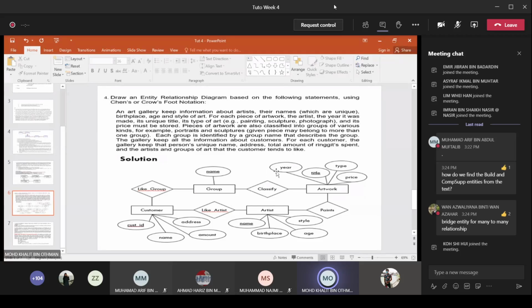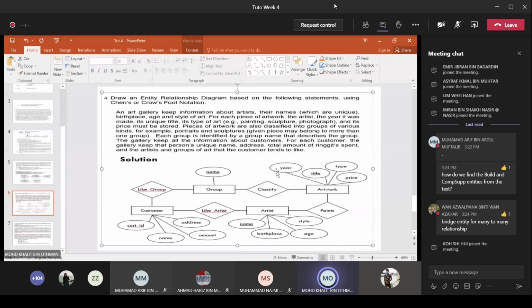And then this is an example of the ERD for this statement. You can look here. For customer, we have several attributes. For artist, we also have several attributes. The relationship between customer and group is that a customer likes a group. The relationship between group and artwork is that a group classifies artwork, and we also have a relationship between artist and artwork, and between artist and customer.